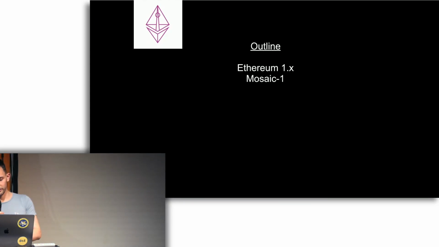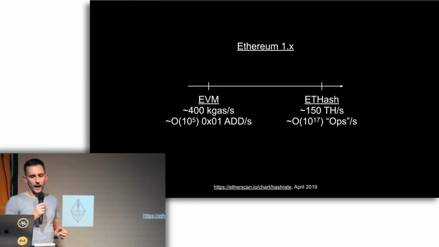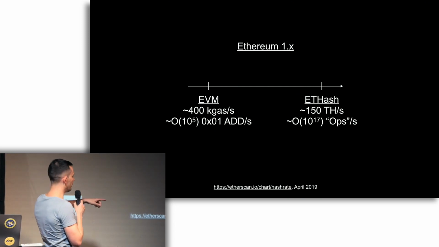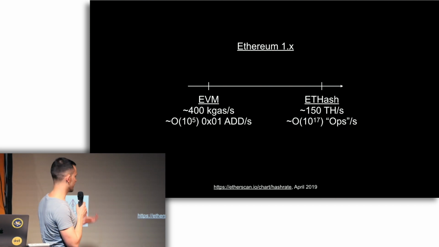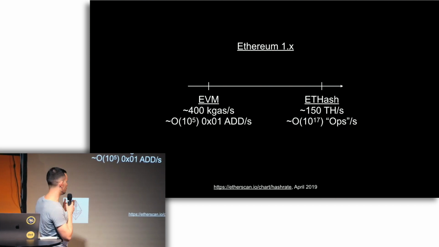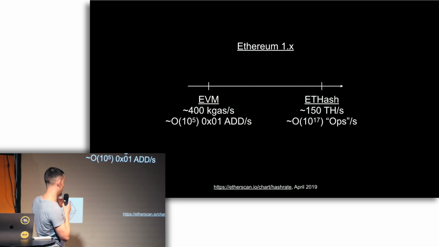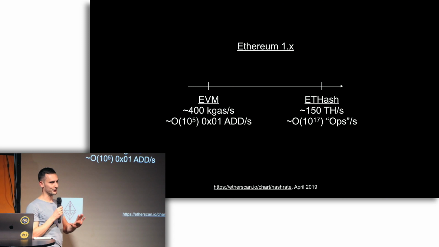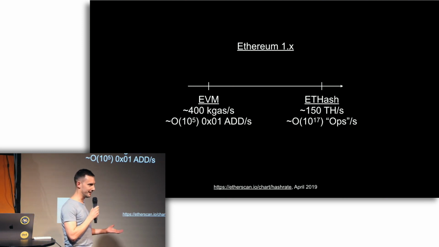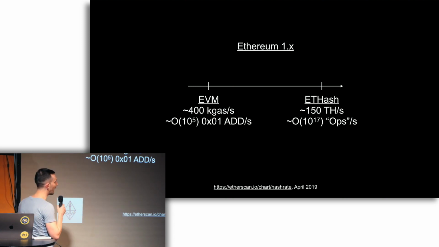So the outline is very simple. I want to say a few words about Ethereum 1x, and then I want to say something about Mosaic. The numbers are a little bit outdated, but they haven't significantly changed. So in April last year, I checked Etherscan, and roughly we do 100,000 one gas operations, so additions per second on Ethereum right now. And I'm comparing apples with oranges, so all the critical spirits, just bear with me on this slide. It can be very critical later.